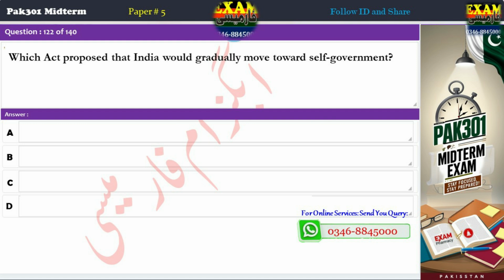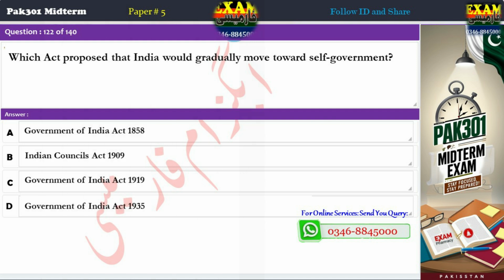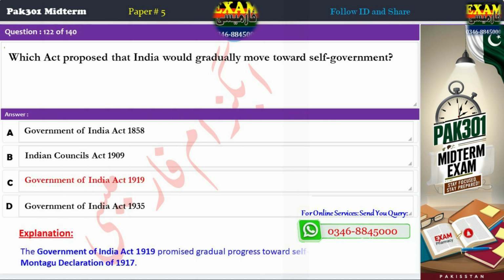Question 122. Which act proposed that India would gradually move towards self-government? A. Government of India Act 1858. B. Indian Councils Act 1909. C. Government of India Act 1919. D. Government of India Act 1935. Correct answer: C. Explanation: The Government of India Act 1919 promised gradual progress towards self-government, following the Montagu Declaration of 1917.